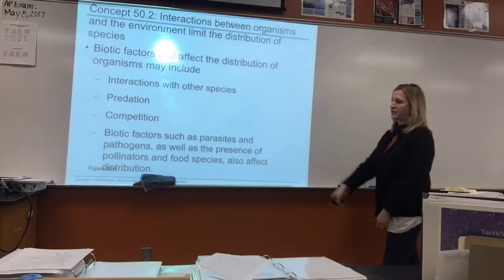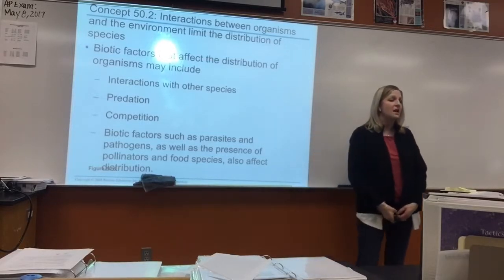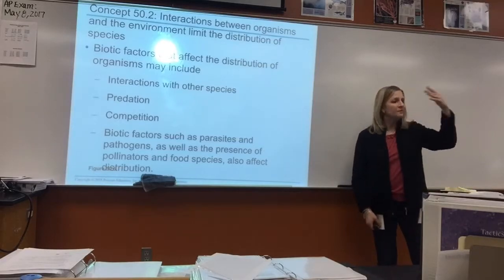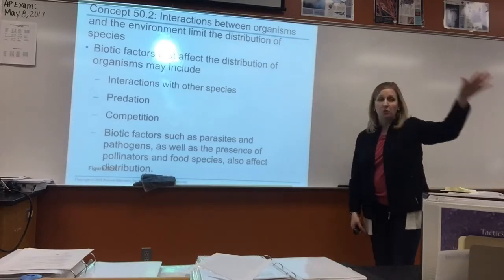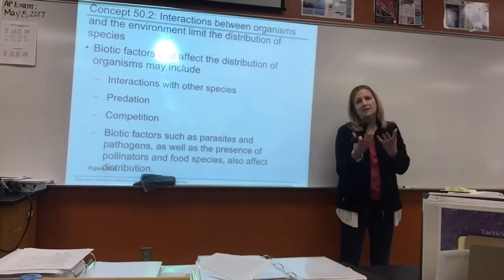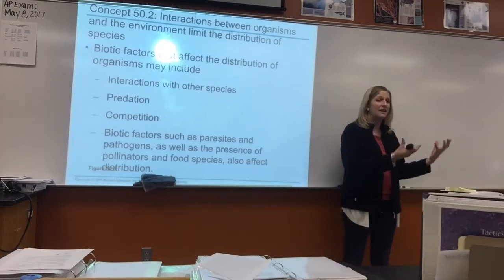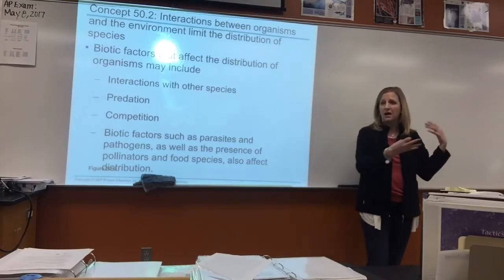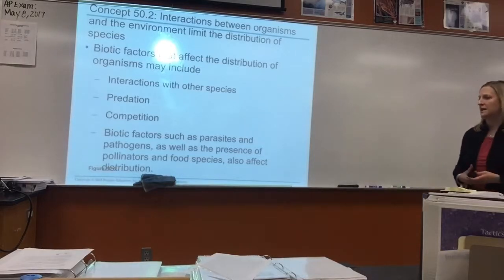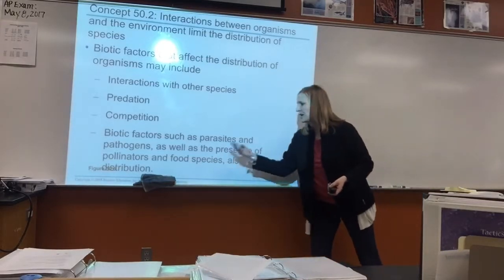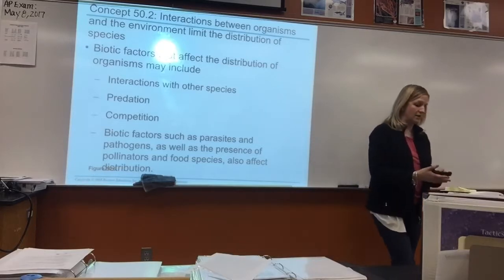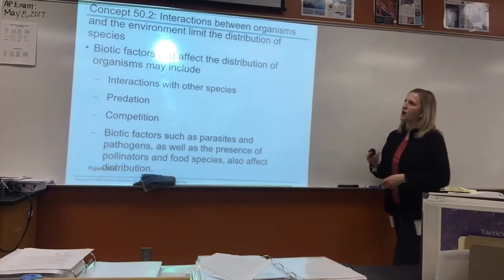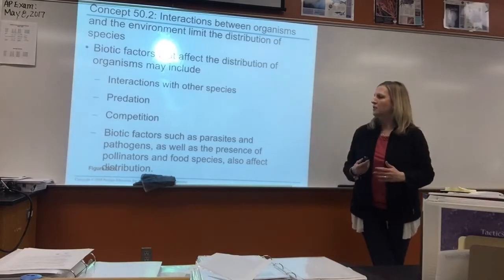Other things that limit the distribution are the presence of parasites or pathogens, and the presence of pollinators. A plant species relies on pollinators to take the pollen from one plant to another, so a plant species is not going to live in an area where there are no pollinators. Therefore the presence of pollinators will limit where those plants can live. The same thing goes for animals with their food species. If there's no food in the area, organisms aren't going to live there. So those all affect the distribution of where they live.